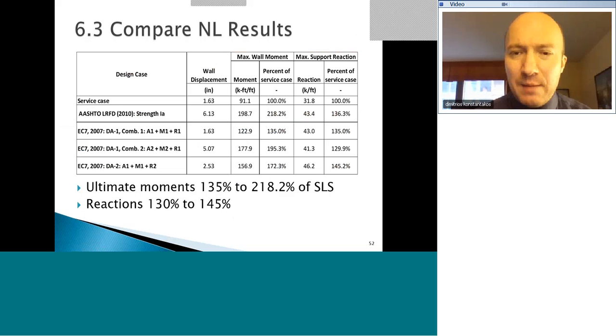So we did this with the same example with a nonlinear analysis. We got displacement from 1.6 inches to 6.1 inches with AASHTO and 5.0 with combination 2 from Eurocode. Again, we saw that the ultimate moments range from 135% to 218.2% of the service case. Design approach combination 1 was the one that produced the more reasonable structural results here.